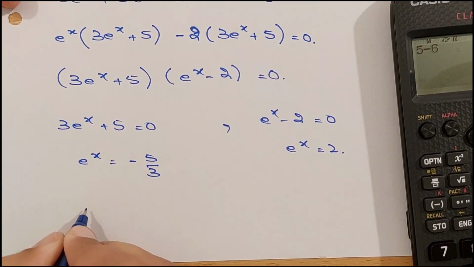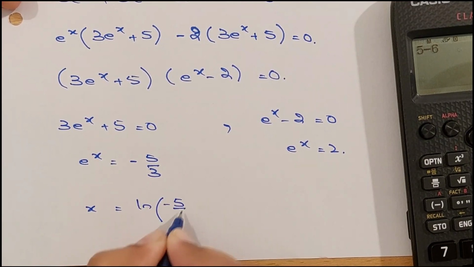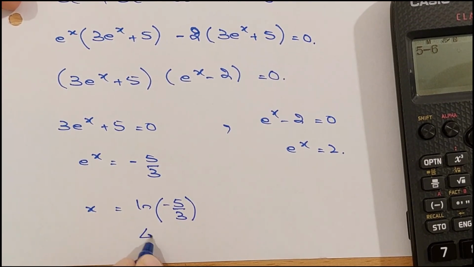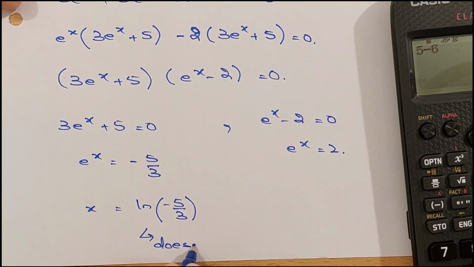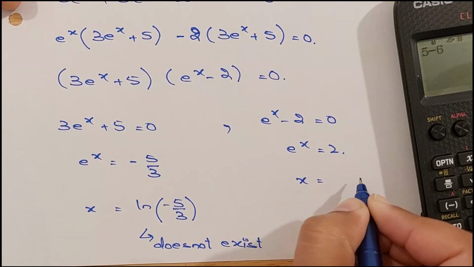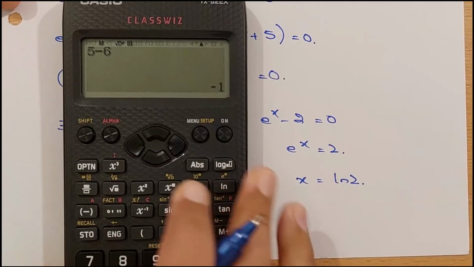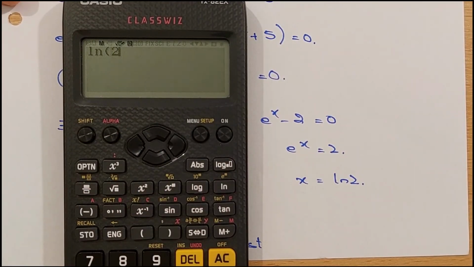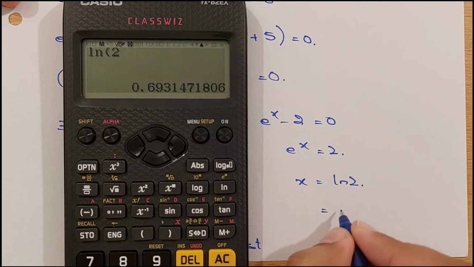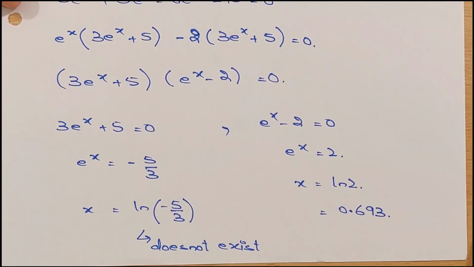Taking ln on both sides, x is equal to ln of negative 5 by 3. This does not exist. Natural log of a negative number does not exist. So here x is equal to ln of 2. This is the only solution. If we convert ln of 2, this is 0.693. So this is the only solution.